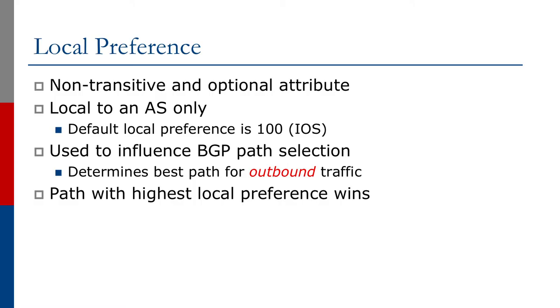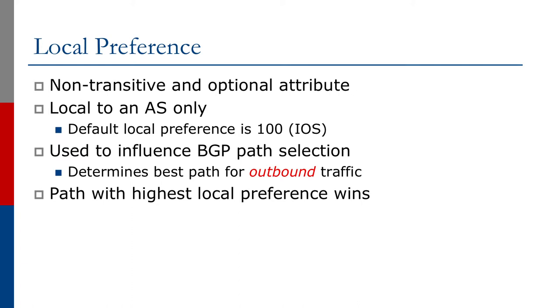So local preference is used to steer traffic out of our network. We attach local preference to incoming BGP announcements. The highest local preference determines the outbound path.